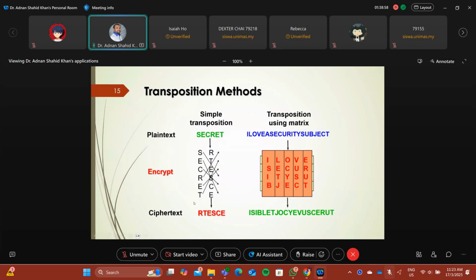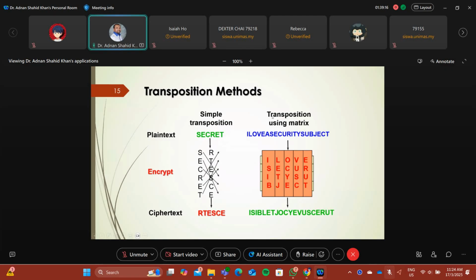But to change, we cannot just randomly change. There must be some mechanism. We can say first goes to last, second goes to second last, third goes to third last. It's like this. We change the position, but with some mechanism.